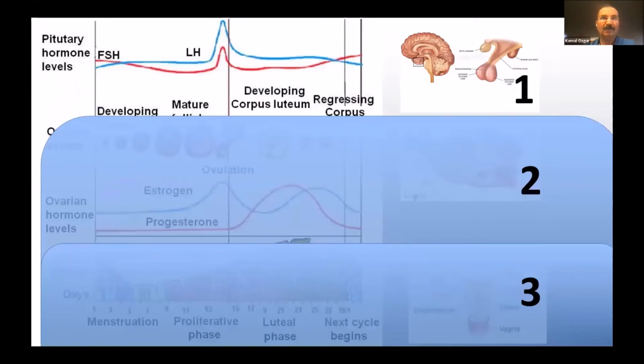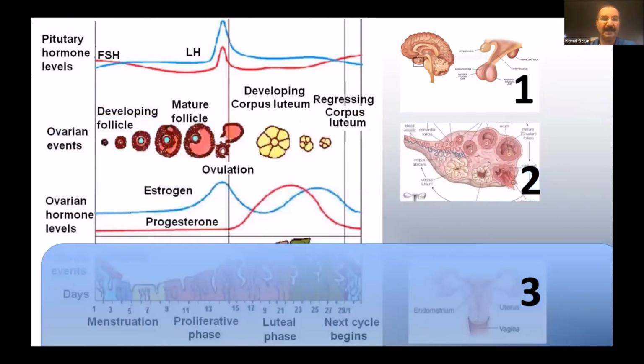Now, when it comes to physiology of reproduction, we have 3 compartments. The first one is the pituitary gland. This gland is inside the brain, and it's a small endocrine gland, and it secretes 2 hormones mainly. One is FSH and the other one is LH, as you can see from the screen. The blue one is LH and the red one is FSH. Now, these FSH and LH affect the second compartment, which is the ovary.